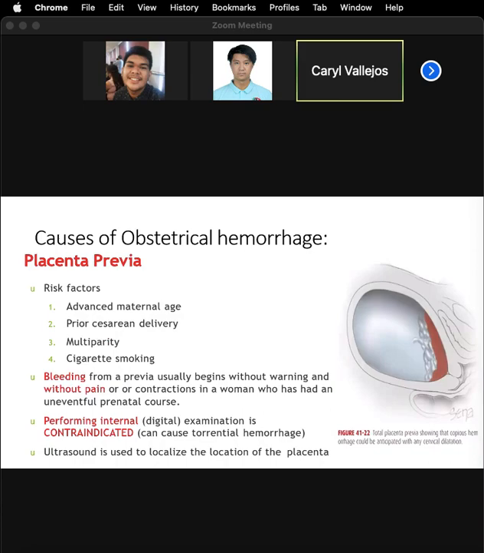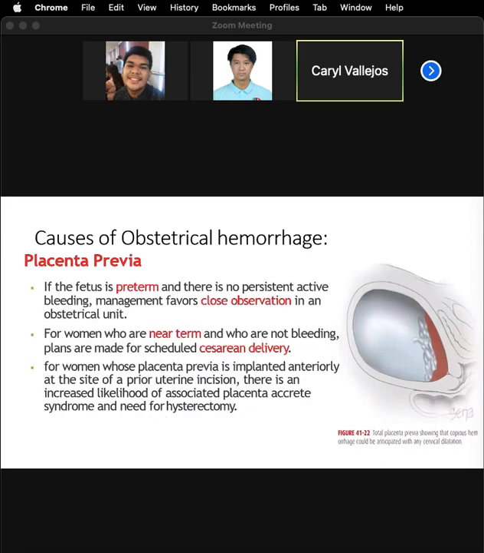For the risk factors of placenta previa, we have advanced maternal age, prior cesarean delivery, multiparity, and cigarette smoking. Bleeding from a previa usually begins without warning and without pain. So this is the painless vaginal bleeding, or contractions, in a woman who has an uneventful prenatal course. Performing an internal or digital examination is contraindicated because it can cause torrential hemorrhage. Ultrasound is used to localize the placenta.